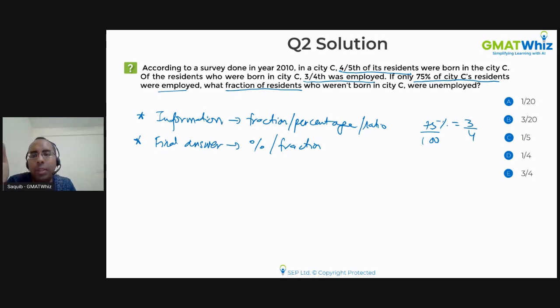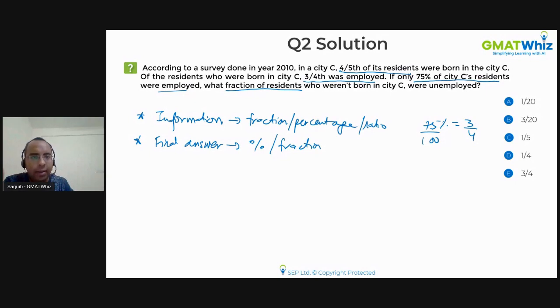Don't be scared. Don't think twice. Don't think, hey, will I get a wrong answer? Will I get a correct answer? Don't worry about it at all. That's the main thumb rule that you need to keep in mind. Look at the question stem, go about reading it, jot down the important information. And the moment you see that all the information given in the question is in the form of percentage, fraction, and the final answer is in the form of percentage, fraction, use a number. Okay, so that's one of the most important things that you need to keep in mind.